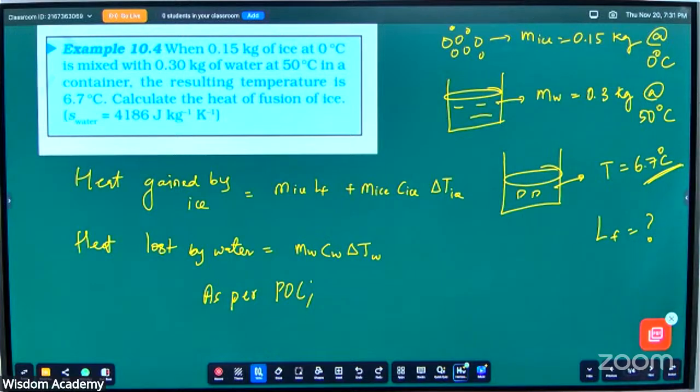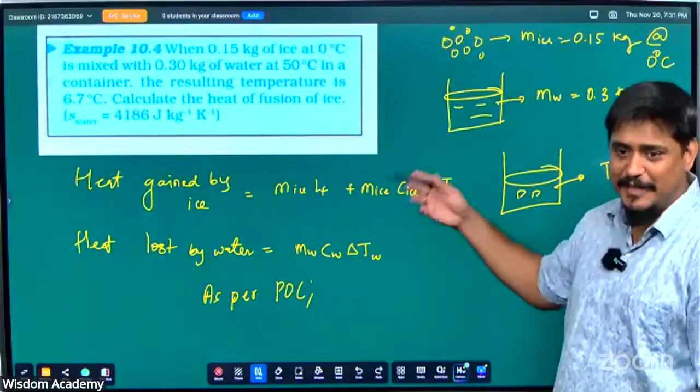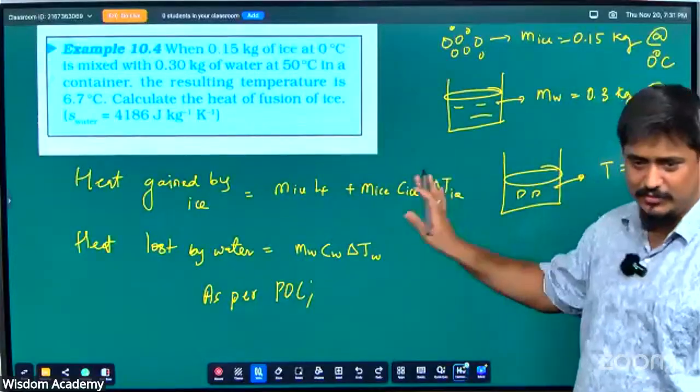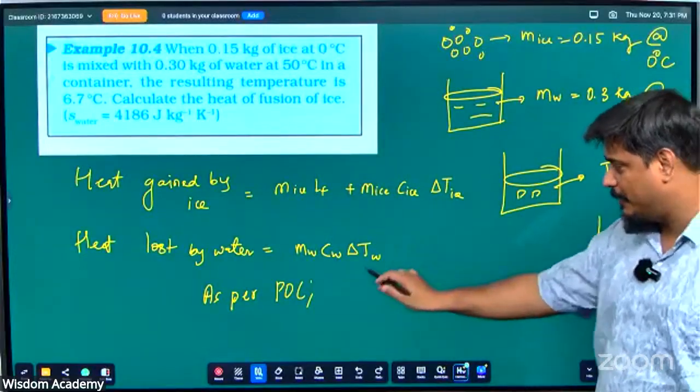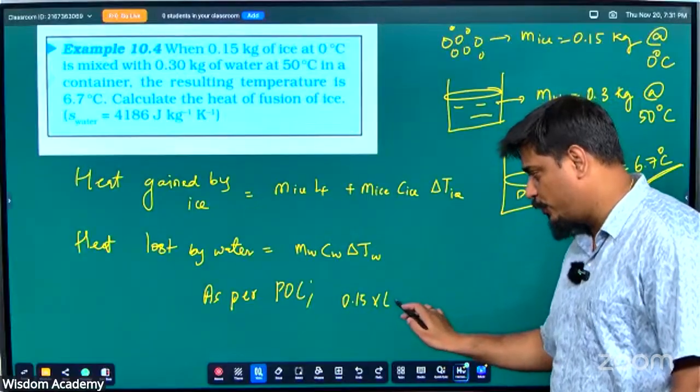Changing to 6.7, heat capacity should be taken as water's heat capacity. Obviously, yes. Because actually I should not write ice itself here. Ice became water now, isn't it? Whatever, for understanding only I'm writing here. So let me write the values. M of ice is how much? 0.15 into L_F only you're going to find.